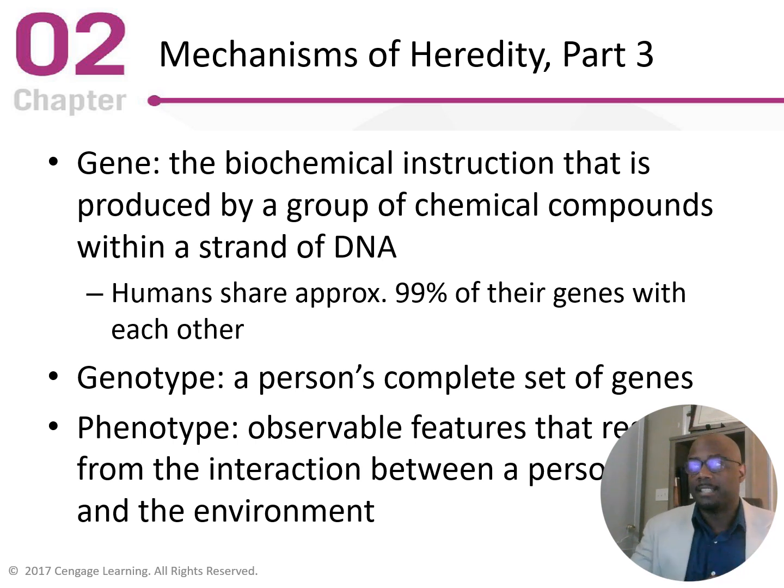A gene is the biochemical unit that is produced by a group of chemical compounds within a strand of DNA. Humans share approximately 99% of their genes with each other. A genotype is a person's complete set of genes. A phenotype is the observable features that result from the interaction between a person and the environment.